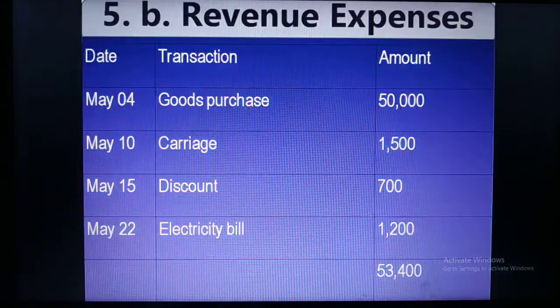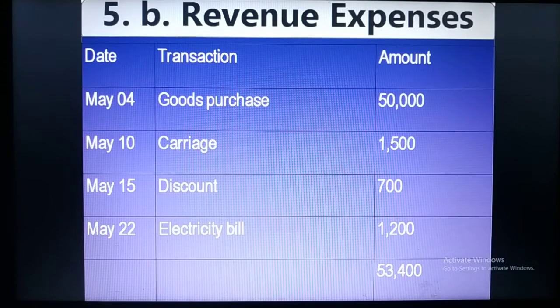Now, revenue expenses. Dear student, revenue expense also I discussed earlier. Revenue expense is an expense which occurs regularly in the business, and this type of expense gives you benefit short term, and regularly this type of expense occurs in the organization. Look at in the stem May 4, May 10, May 15, May 22. These are the examples of revenue expense.